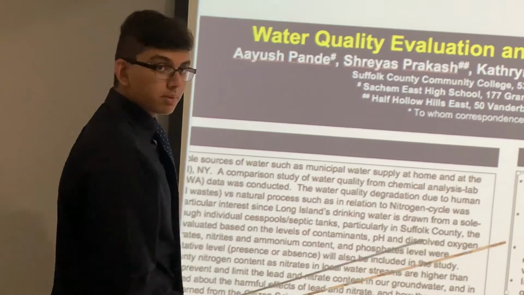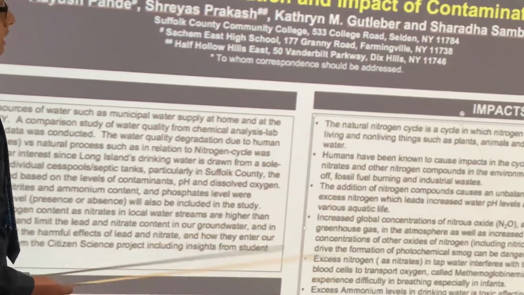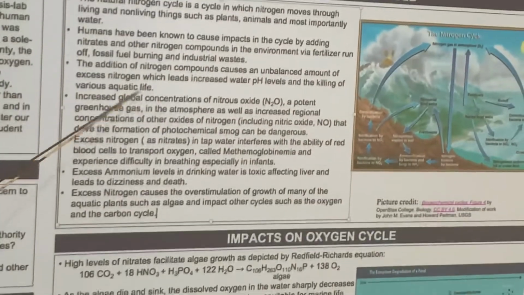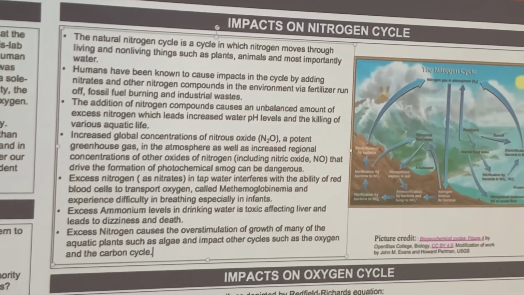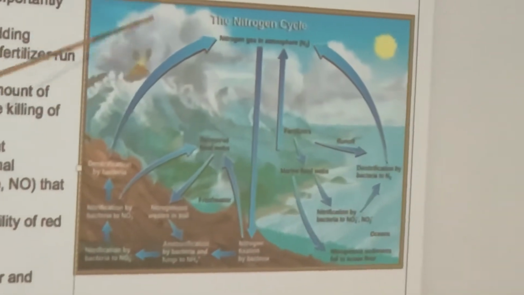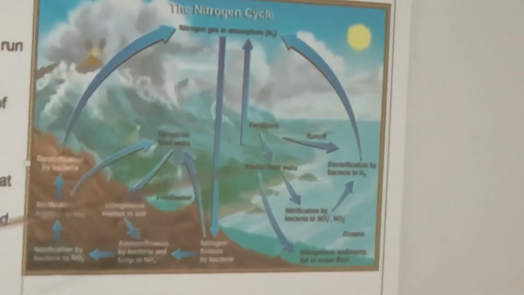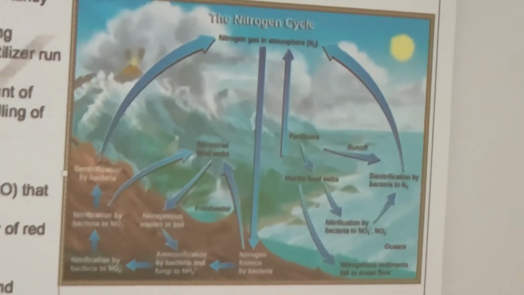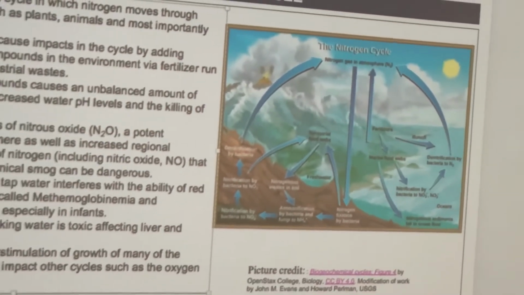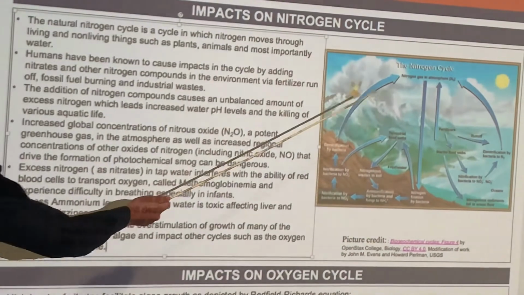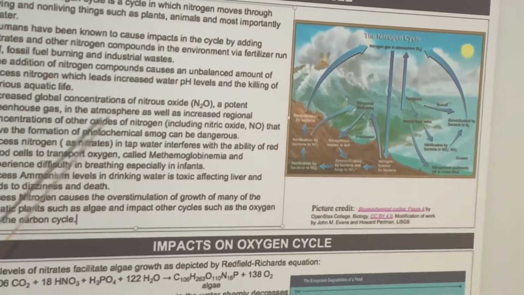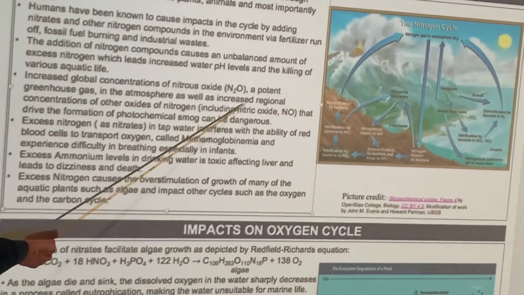Humans have been known to cause impacts in the nitrogen cycle by adding nitrates and other nitrogen compounds to the environment via fertilizer runoff, industry uses, and burning of fossil fuels. And we can see in this diagram, the volcano is spewing out nitrogen gas and it's disrupting the whole cycle. This imbalance of nitrogen causes pH levels to increase, and that results in the killing of various aquatic life. As well as nitrogen, one of the other compounds is nitrous oxide, which is a potent greenhouse gas in the atmosphere. And another one is also nitric oxide.